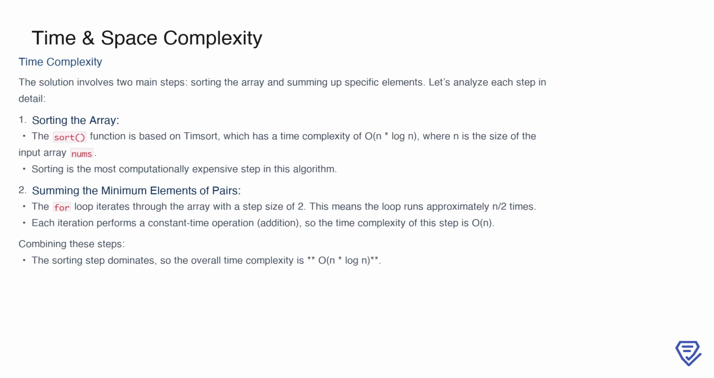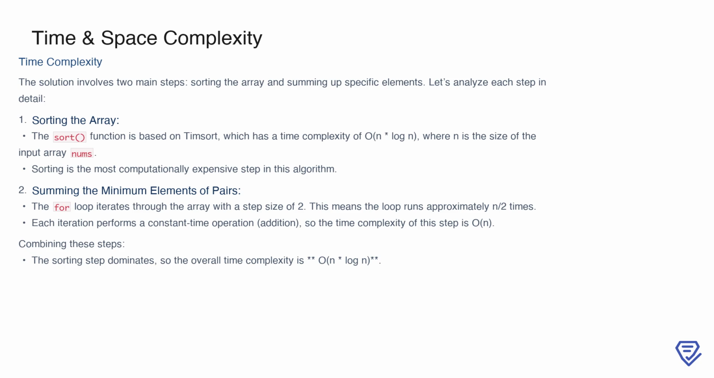To analyze the time complexity of our solution, we need to break it down into its 2 main steps, sorting the array and summing specific elements. First, the sort function is used to order the elements of the array. This sorting operation relies on timsort, which has a time complexity of n * log n, where n represents the size of the input array. Sorting is the most computationally intensive part of this algorithm.